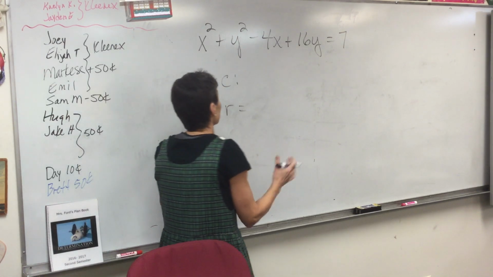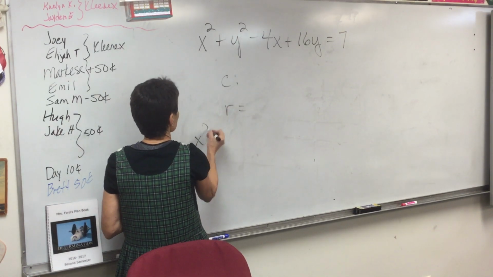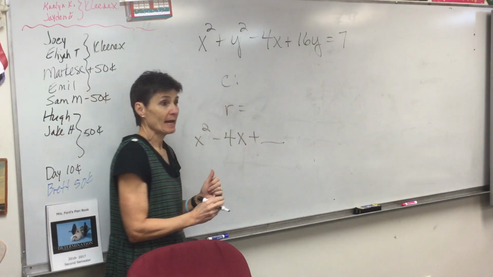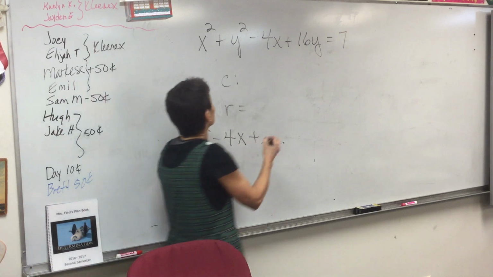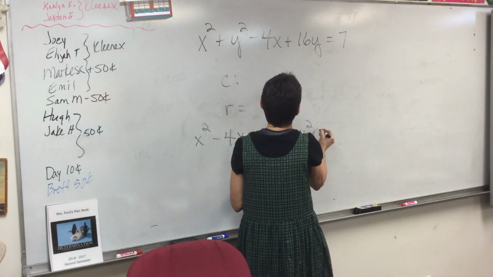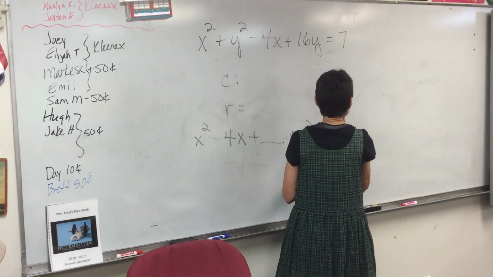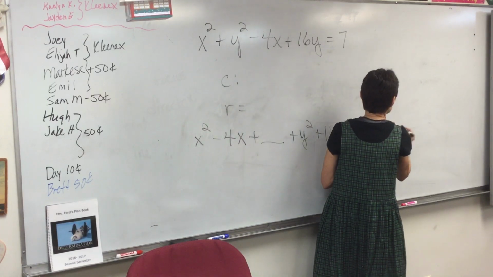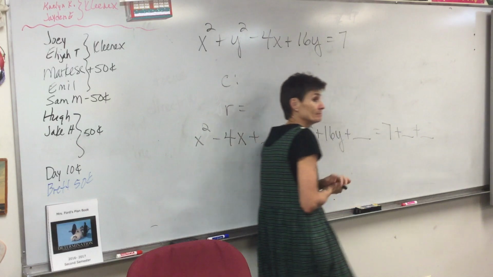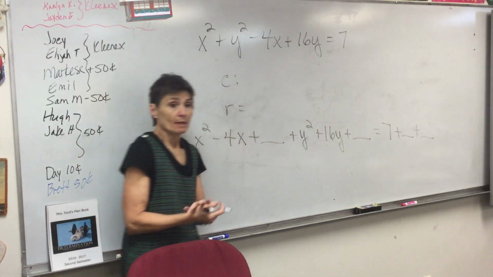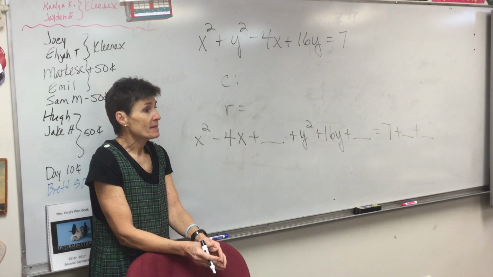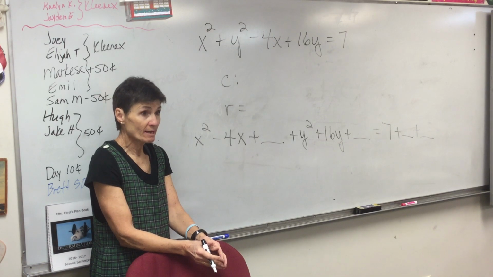I want to rearrange it. So x squared minus 4x, and then I remember my blank, plus y squared plus 16y, and another blank, equals 7 and 2 blanks. I remember this. We have to put those blanks in there because we're going to be adding something, right?